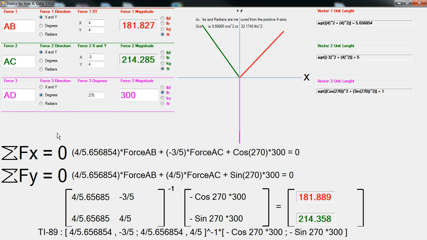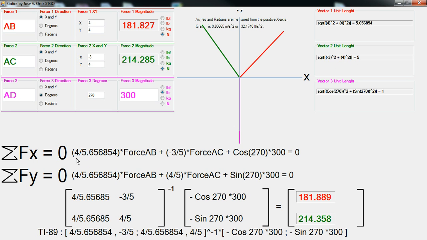The first thing you want to do is make sure you know the length of AC and AB, which is what we have here. So for AB, we have the square root of 4 squared plus 4 squared. That's equal to 5.65 here. And for vector 2, AC, we have -3 squared plus 4 squared. The square root of that is equal to 5. And then here's just a unit length 1.